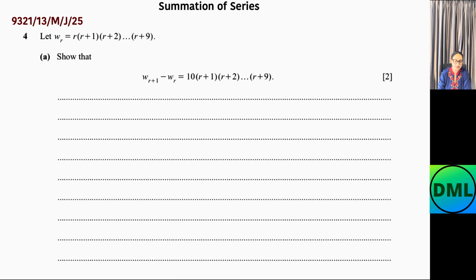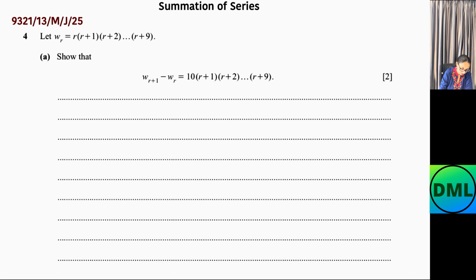Summation of series. We are looking at a past paper question. Let W_R equal R(R+1)(R+2) and so on till (R+9). Show that W_(R+1) minus W_R is given by this equation. W_R is already given to us. I need to replace R by R+1.